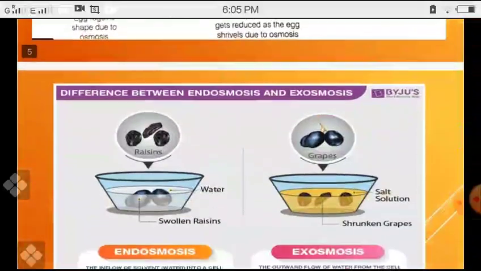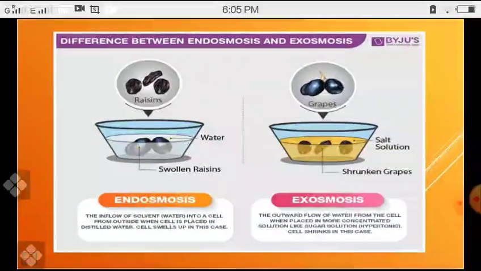Okay students? Next activity: the difference between endosmosis and exosmosis. It's nothing but raisins. Onadrakshi, right? If you put it in water, what happens? It swells up. That is called endosmosis. The inflow of the solvent water, the inflow of the water molecules into the cell from the outside. When a cell is placed in distilled water, the cell actually swells up. It swells as soon as you put it in water.